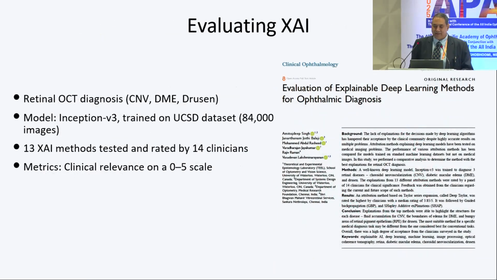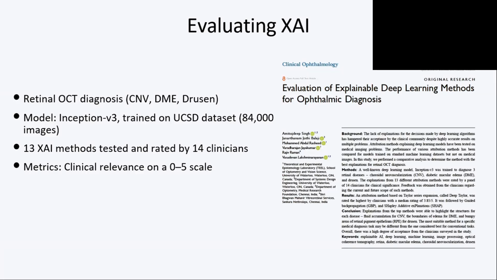And now more recently we have many intrinsic interpretability models which have a self-explainability built into the algorithm itself. So we did this study where we tried evaluating various explainable deep learning models for ophthalmic diagnosis, and to my surprise, because this was done by one of my collaborators who is an AI scientist, he said that there are about 13 or 14 of these methods which can be used. So we used an algorithm which was trained on a large data set to detect CNVM, diabetic macular edema, and drusen. And then we used all these methods, and it was rated by 14 clinicians, comparing what clinicians actually saw to give a diagnosis and what the explainable AI algorithms were suggesting.